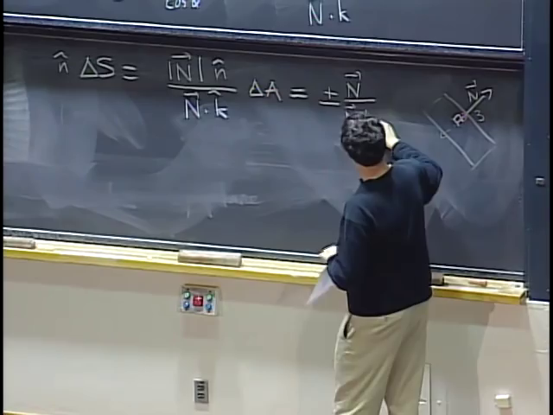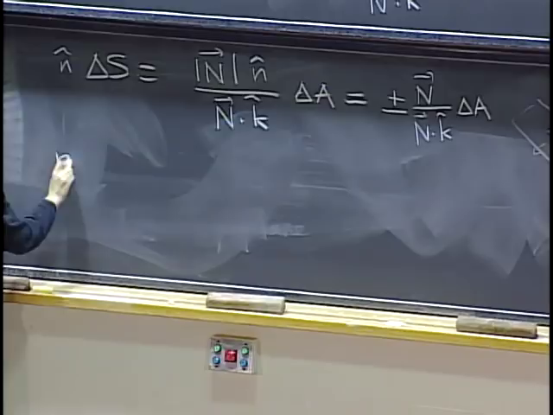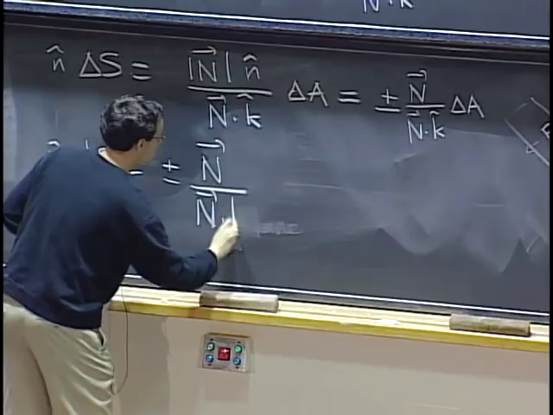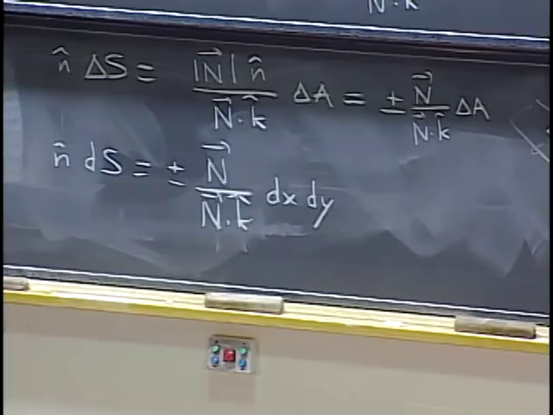And so the final formula, the one that actually we care about, in case you don't really like my explanations of how we get there, is that n ds is plus or minus n over n dot k dx dy. That one is actually kind of useful, so let's box it.